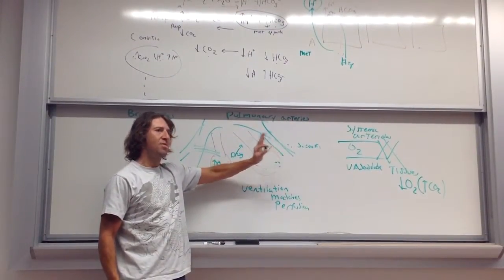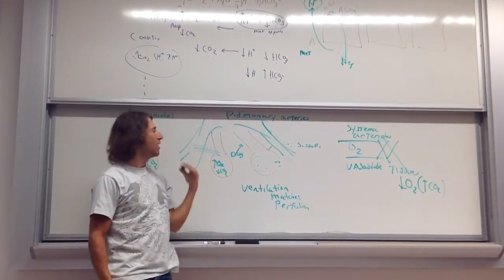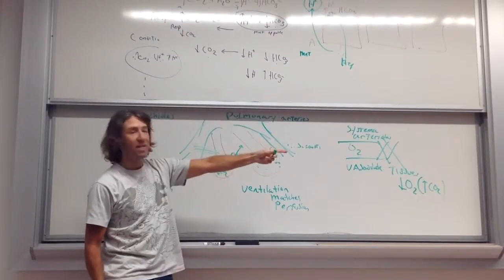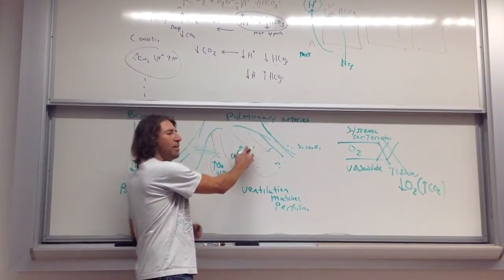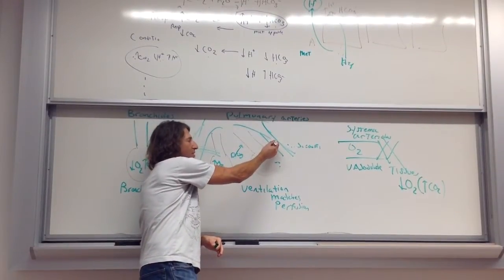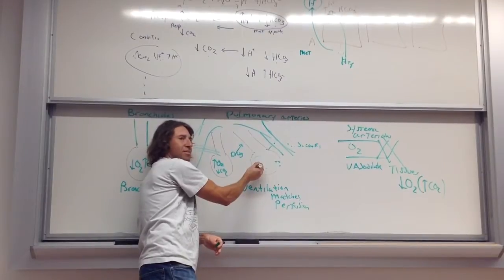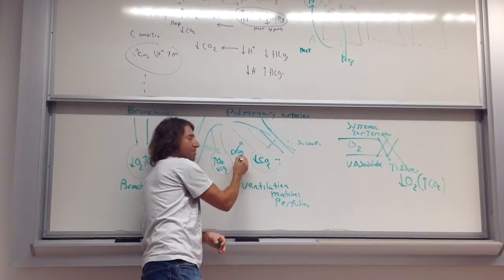Okay, does everyone get the basic idea? So now the next thing I want you to think about in your mind is, okay, that drug did one of two things. The drug must have either bronchoconstricted this or bronchodilated this. Bronchoconstricted. If this constricted, okay, what must be in here? A lot of O2 or a little O2? Little O2. So what did this drug do?